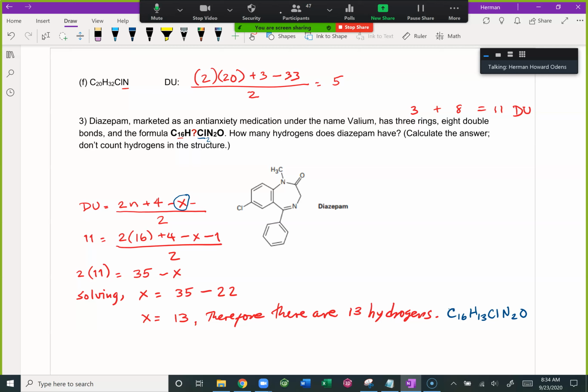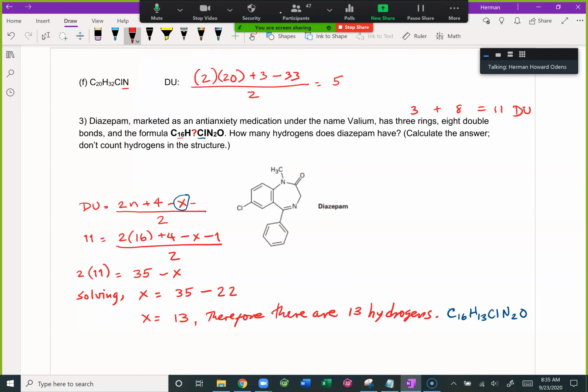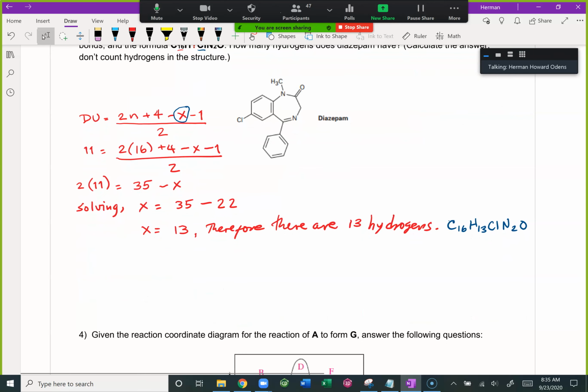So I need to get rid of the chlorines in this question, because I know how many chlorines I have, so I have to subtract 1. That makes sense? Yes. All right. Okay, let's see what else we have here.